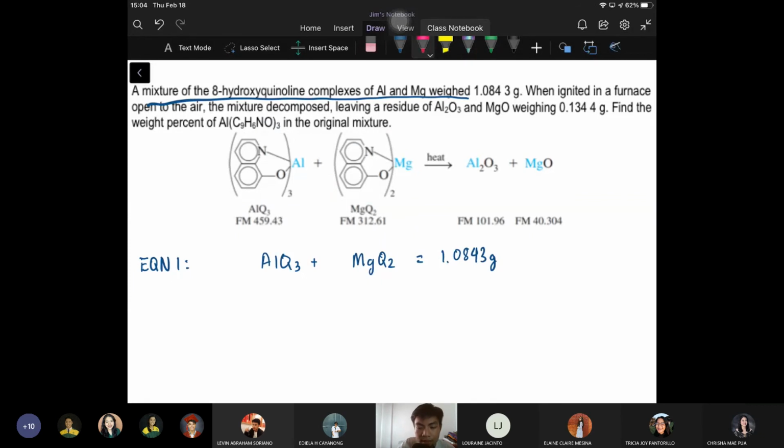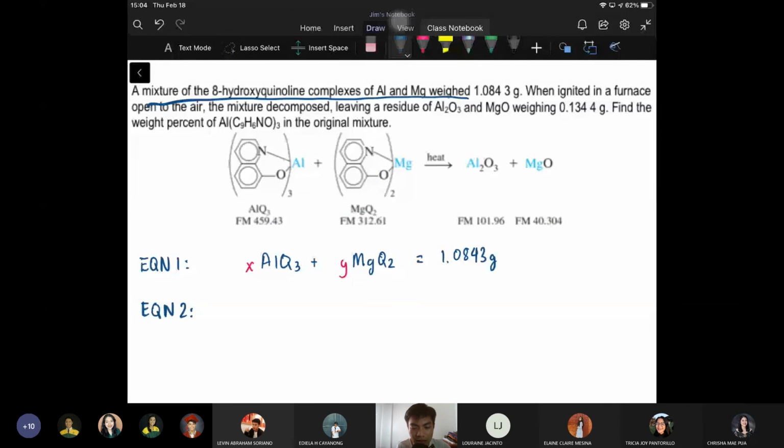Hindi, no? So mag-set ka ng variable x for this, y for that. Pwede naman magkabaliktad. Okay. So pag pinagsama mo yung mass na to and mass na yan, equal yan dapat dito. Let's have equation number 2.